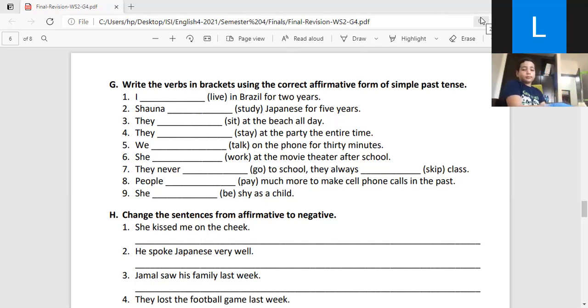How do I form the verbs in the simple past tense? Okay, I have two types of verbs: verbs that follow the rules and verbs that do not follow the rules. The verbs that follow the rule are called regular verbs. But what does the rule say? The rule says that you have to add ed to the verb.